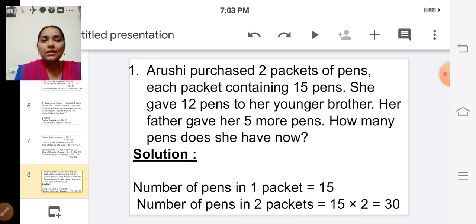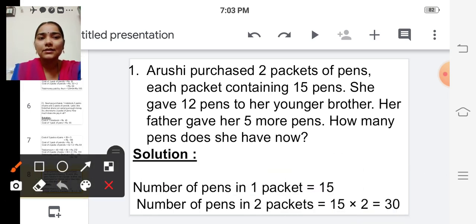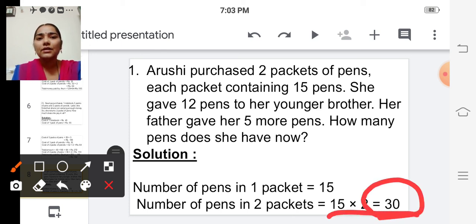Number of pens in one packet is 15. So we are going to find out the number of pens in 2 packets. For that we have to multiply 15 into 2. 15 twos are 30, isn't it? So we have got the total number of pens in 2 packs.